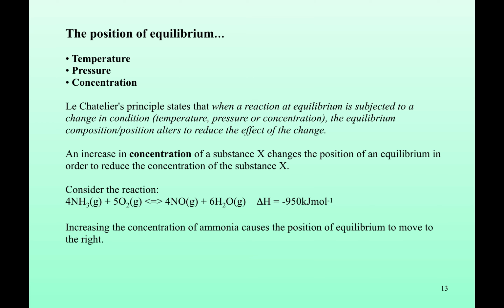If we increase the concentration of ammonia, which is what they do in industry, isn't it? They put the reactants in. If we put more ammonia in and more oxygen, typically you put in more of the thing that's cheaper and more readily available, then this reaction will shift to the right, producing my nitrogen monoxide, which I later use to make nitric acid. Okay.